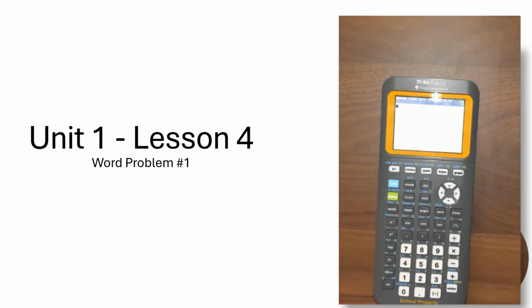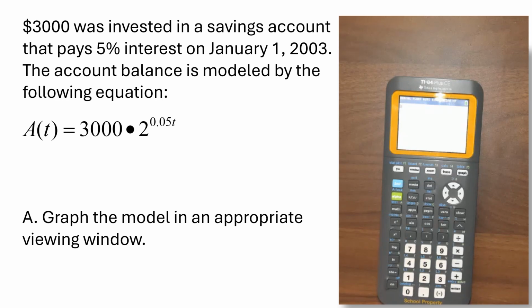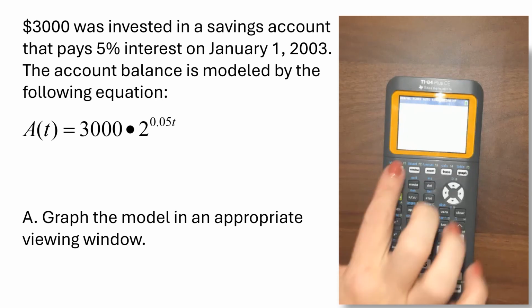Let's take a look at problem 1 from Unit 1, Lesson 4. $3,000 is invested into a savings account that pays 5% interest on January 1st, 2003. The account balance can be modeled by the following equation. We're asked in Part A to graph the model in the appropriate windows.